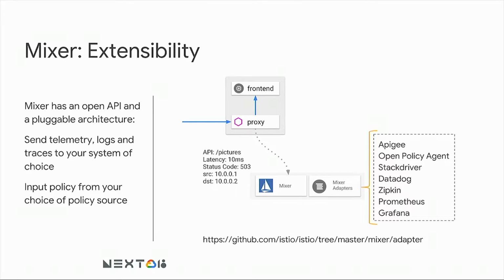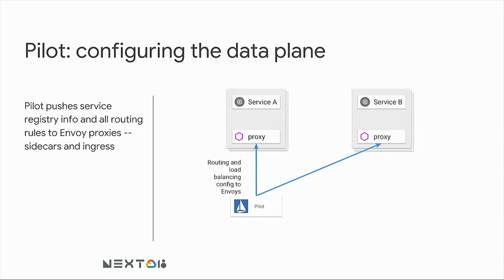Let's talk a little bit about Mixer. So Mixer actually provides really good extensibility. I can effectively use Mixer to interconnect to any backend I want to. I can use Mixer as a way to actually pull in policy into my mesh. And we'll talk about that specifically in the context of API management. Pilot gives us the ability to basically push not only the routing rules, but also security policy to the proxies, in this example, Envoy proxies.